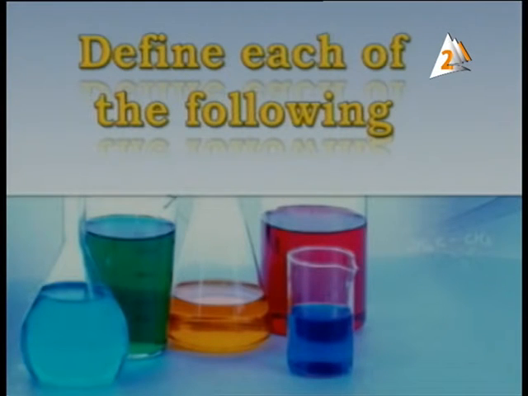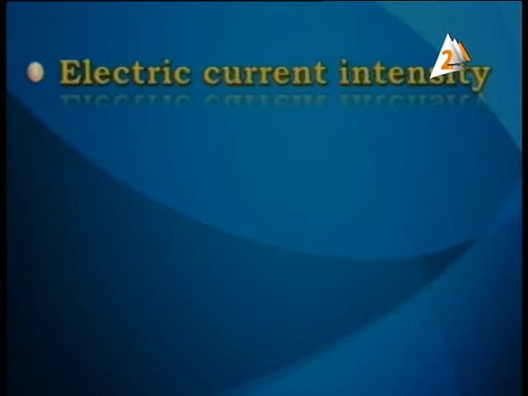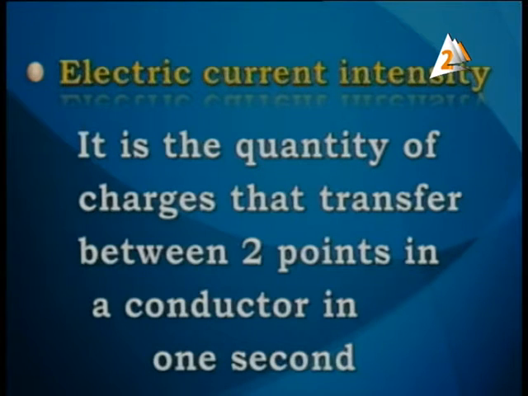Let's go to see another one of these types of question. Define each of the following. Number 1, electric current intensity. It is the quantity of a charge that transfers between 2 points in a conductor in 1 second. Don't forget, 1 second and 2 points of the conductor. So this is the meaning of electric current intensity.